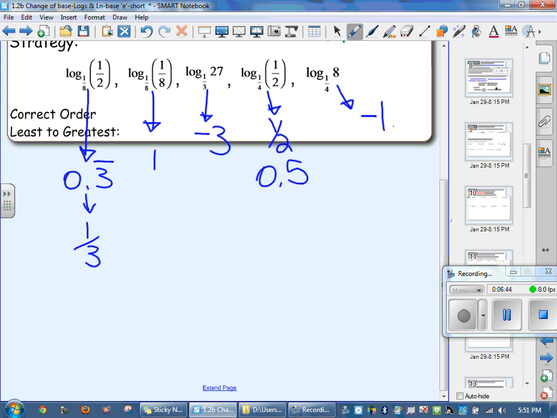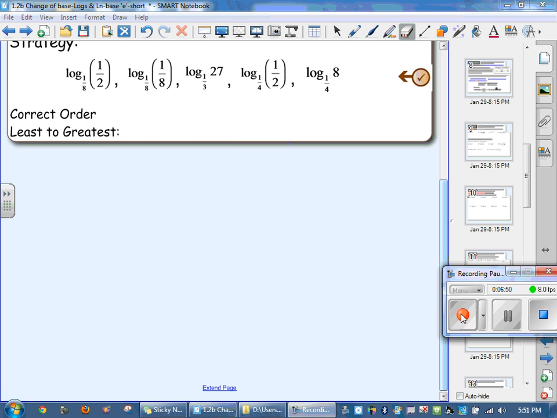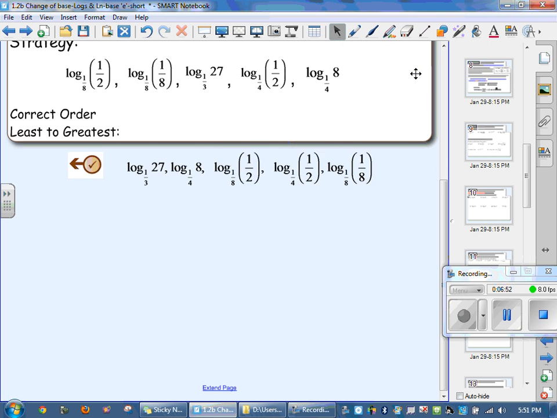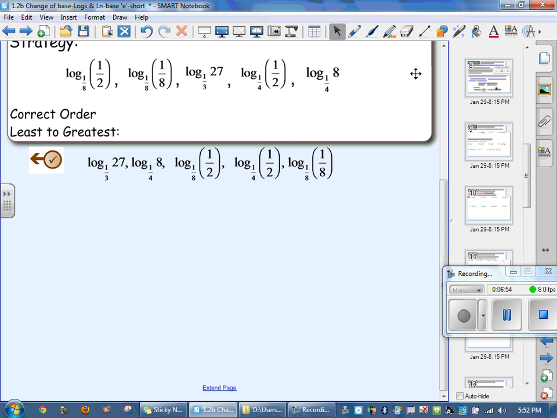So now that I've got them solved, I can put them in the correct order. The correct order from least to greatest would be this: we're going to have our -3, our -1.5, our 1/3, then our 1/2, and then our 1. That is the correct order. So back to our change of base.